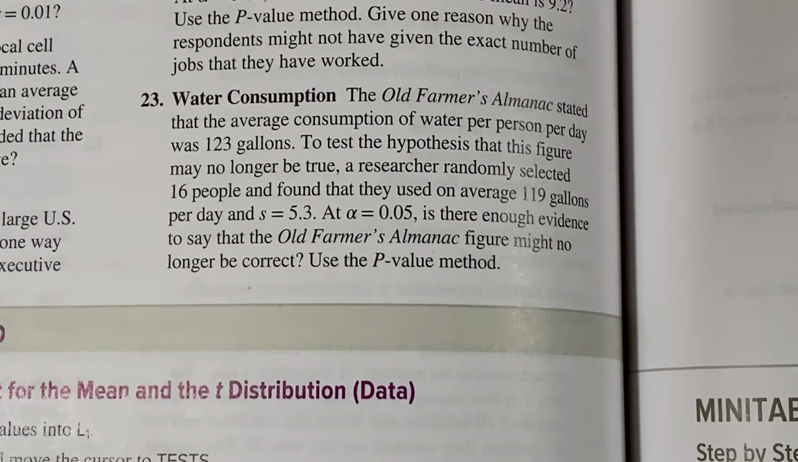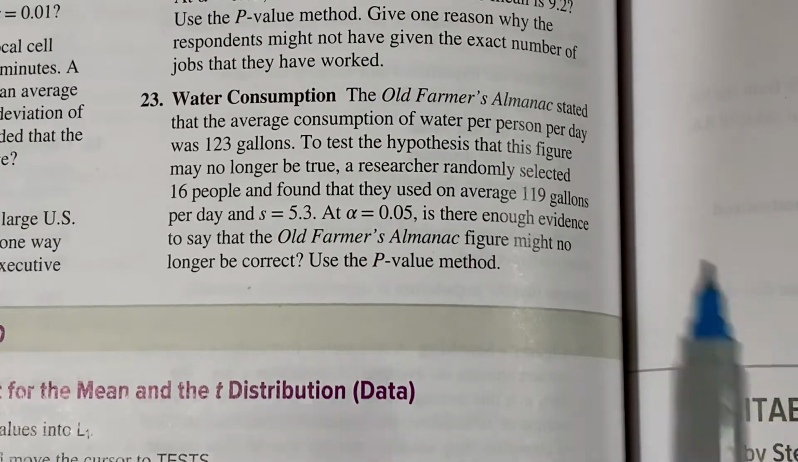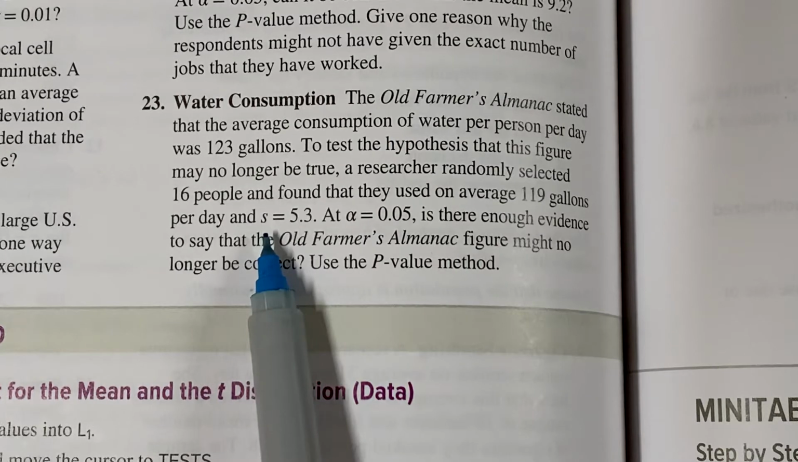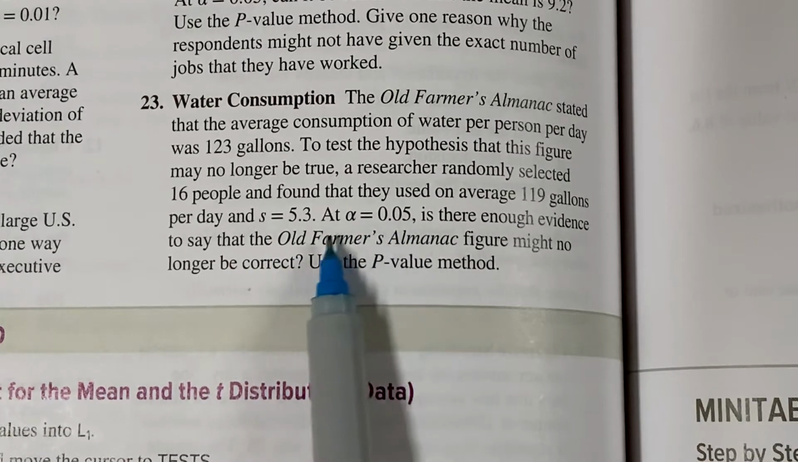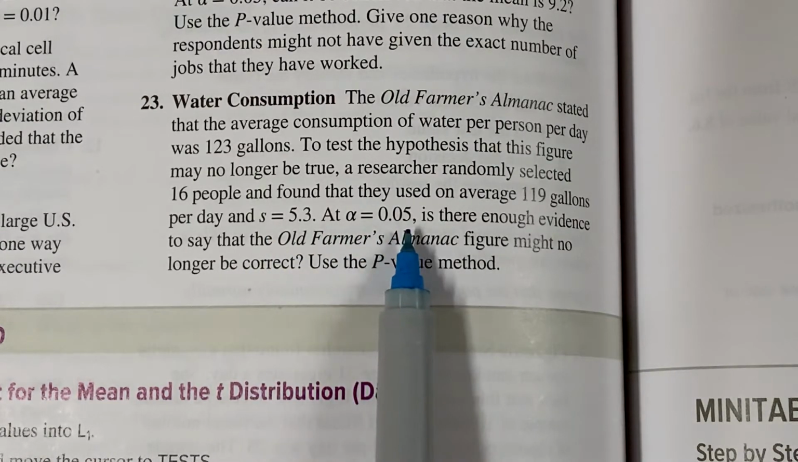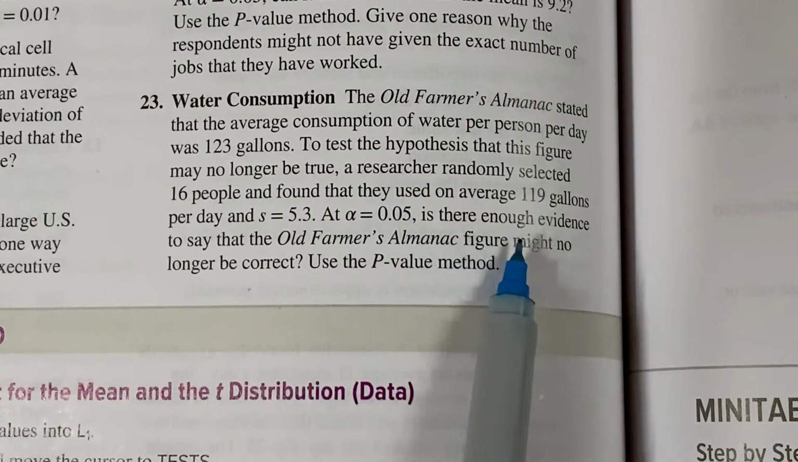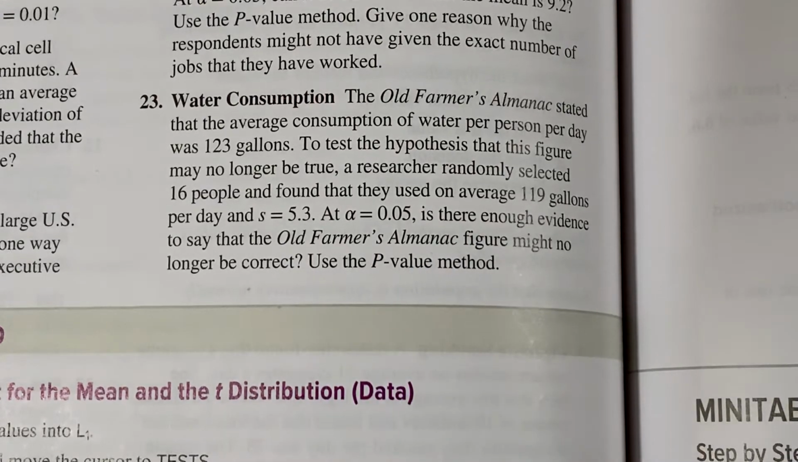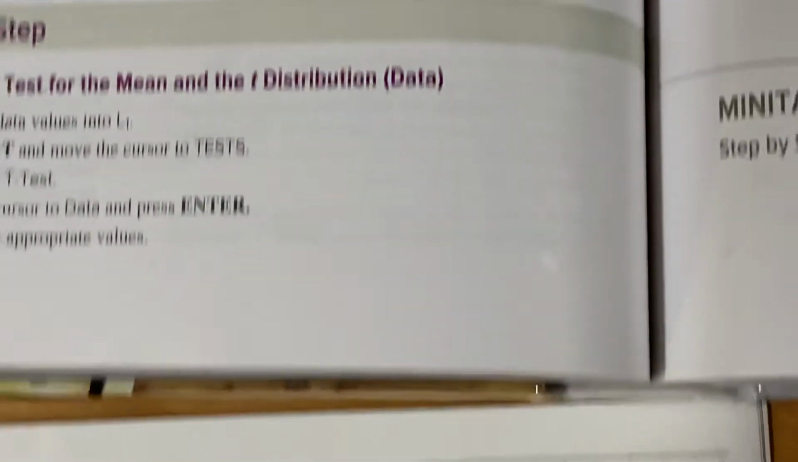Now, there is a little bit of data here. So this is my X bar. The 119 is my X bar. And also, I do not have the standard deviation of the population. So I would have to use the sample standard deviation. Whenever you do the sample standard deviation, you have to use the t-test. Now, this has to be at a significance level of 0.05. And they're asking us, is there enough evidence to say that the Old Farmer's Almanac figure might not be correct anymore?